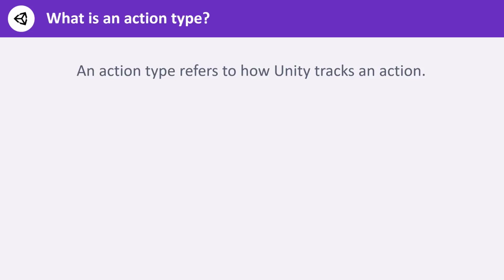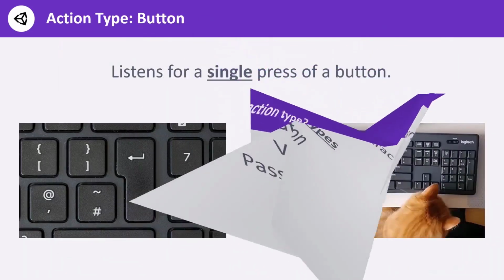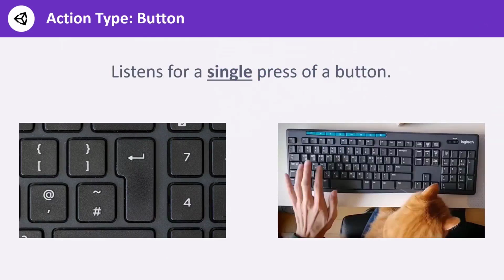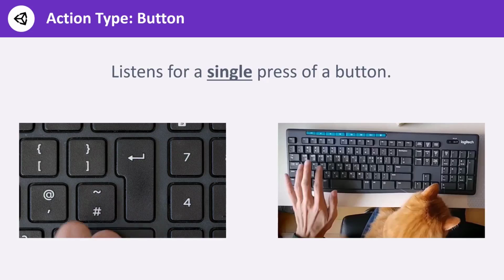There are 3 action types. They're called button, value, and pass-through. Each has its pros and cons. Let's go through each of them. The simplest action type is the button type. This type will listen for a button pressed once. I'm putting an emphasis on the word single. The button type does not care if the player holds down a button. Once the button has been pressed, the action is initiated. It is not initiated again until the button has been pressed a second time.